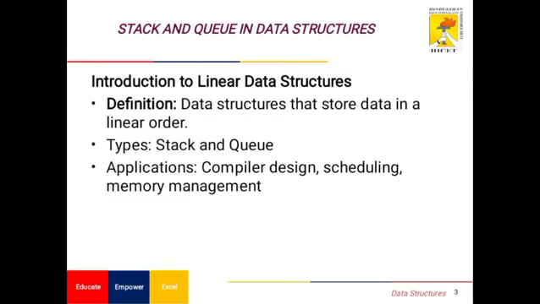First of all, we discuss the data structure definition. Data structure means storing data in a linear order. The other is non-linear. Linear means the data is sequentially stored. Non-linear order means it is not sequential. Linear data structure types are stack, queue as well as array. Non-linear means tree and graph. The applications of linear data structures are compiler design, scheduling, and finally memory management.